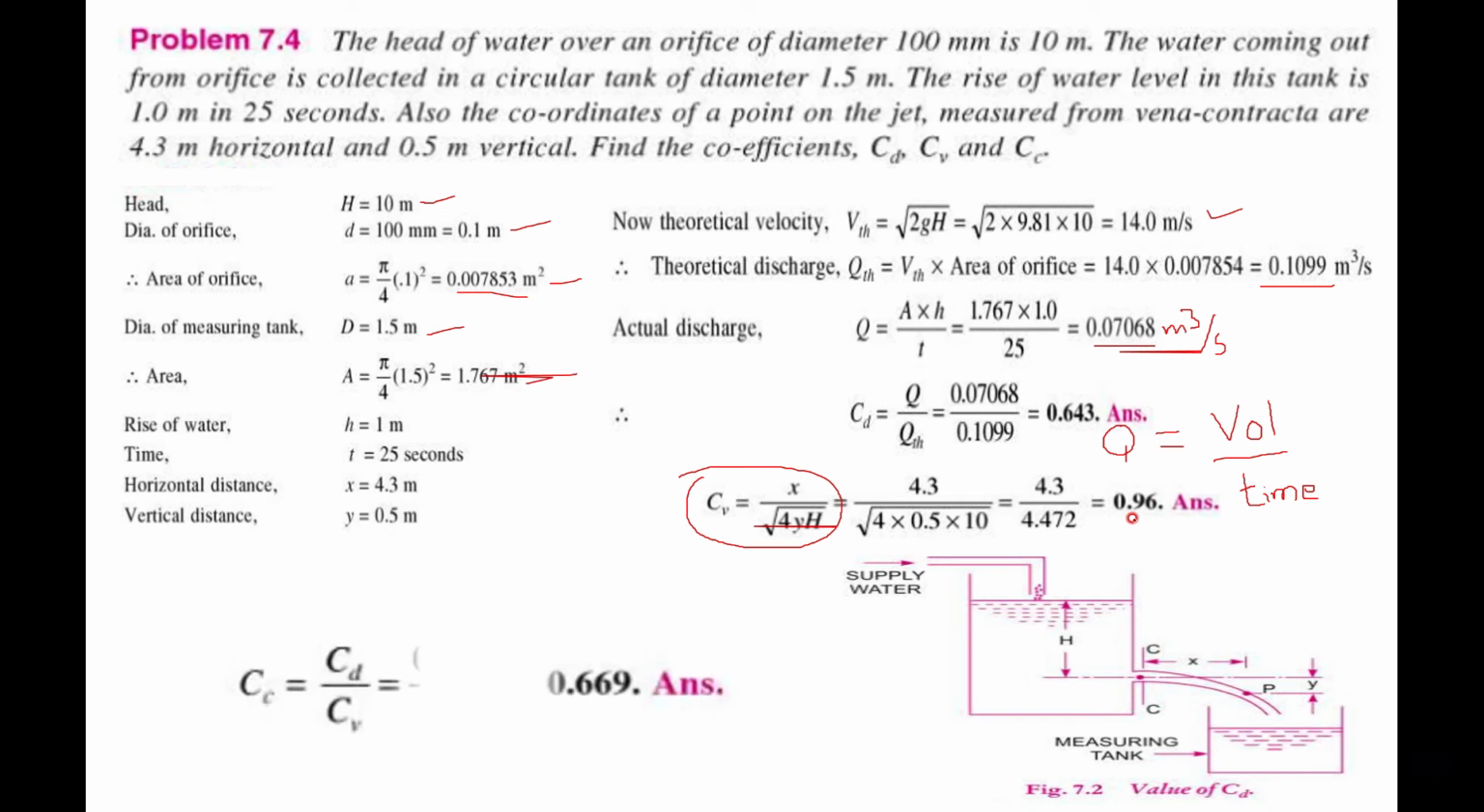Okay, so next, once we get CD and CV, CC can be easily calculated. The CC is equal to CD by CV, that is 0.669.